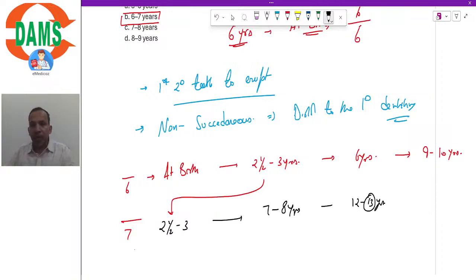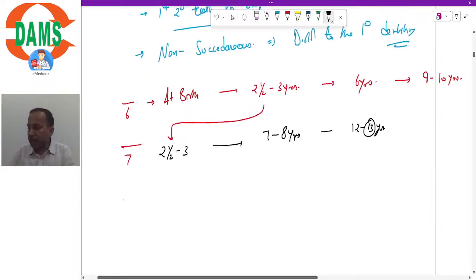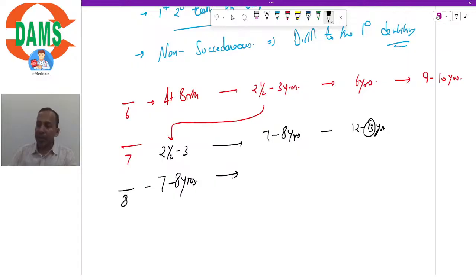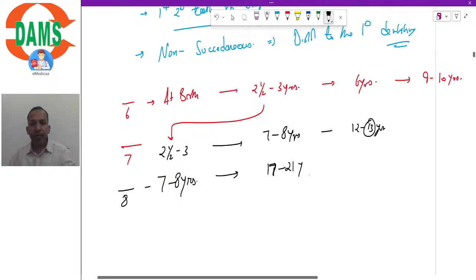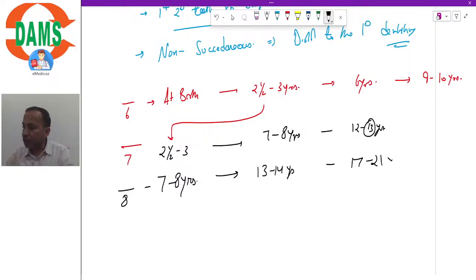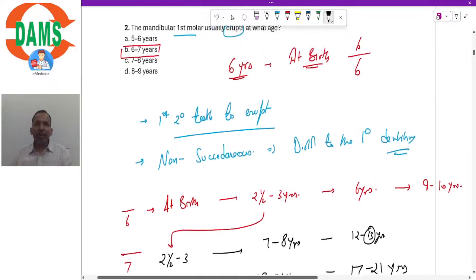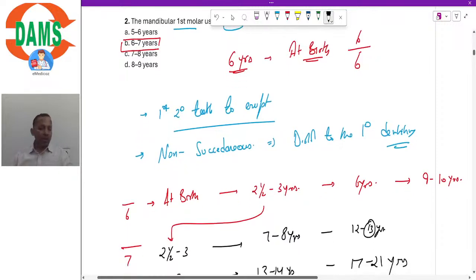So similarly, what about the third molar? The third molar would initiate at the age the second molar completes, it would complete at about 13 to 14 years of age, and it would erupt at about 17 to 21 years of age. Right? So the correct answer here would be 6 to 7 years.